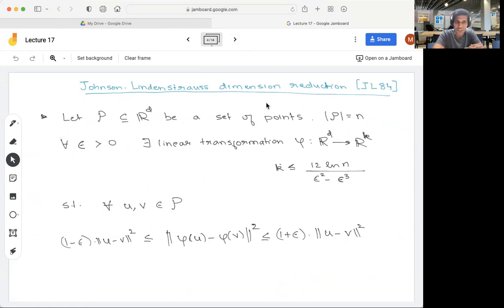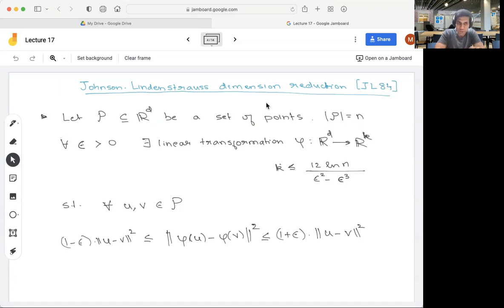So we also saw this problem earlier when we were trying to reduce the dimension of a set of points using singular value decomposition, linear algebra, etc. And we'll compare this approach to the one we had there in a bit. But let's first see the statement of the result. So let's say you have P, which is a set of points in D dimensions. And let's say there are n points in our set. Okay? So the cardinality of P is n.